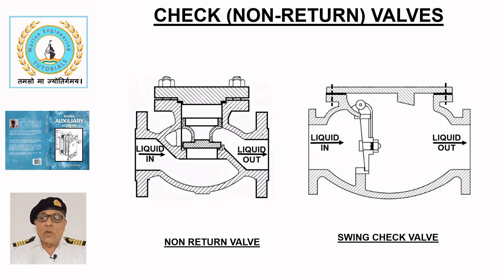The construction of these valves is described here in the order of their assembly. A non-return valve typically has a cast steel body, whereas a swing check valve generally has a bronze body and is commonly used in a ship's freshwater generator. These valves are usually small in size, with their seats forming an integral part of the valve body.